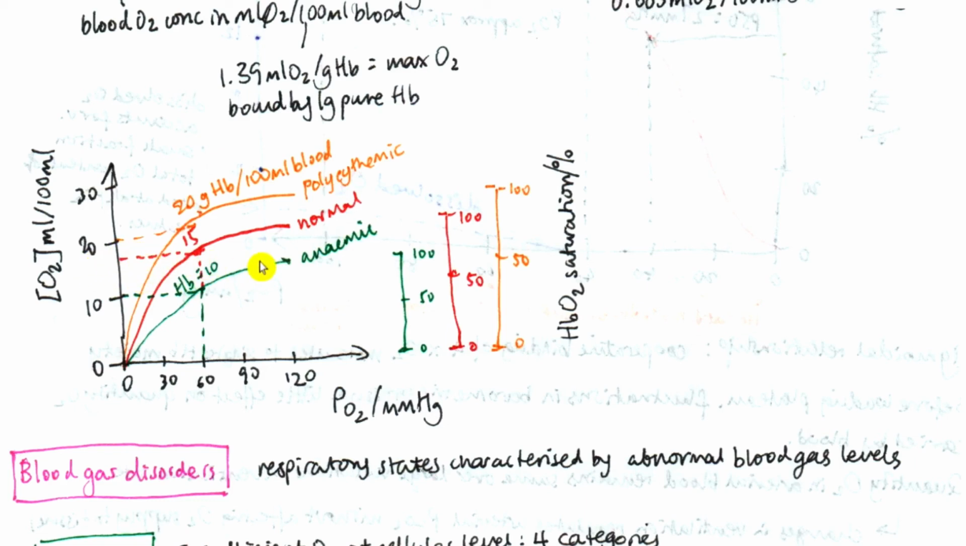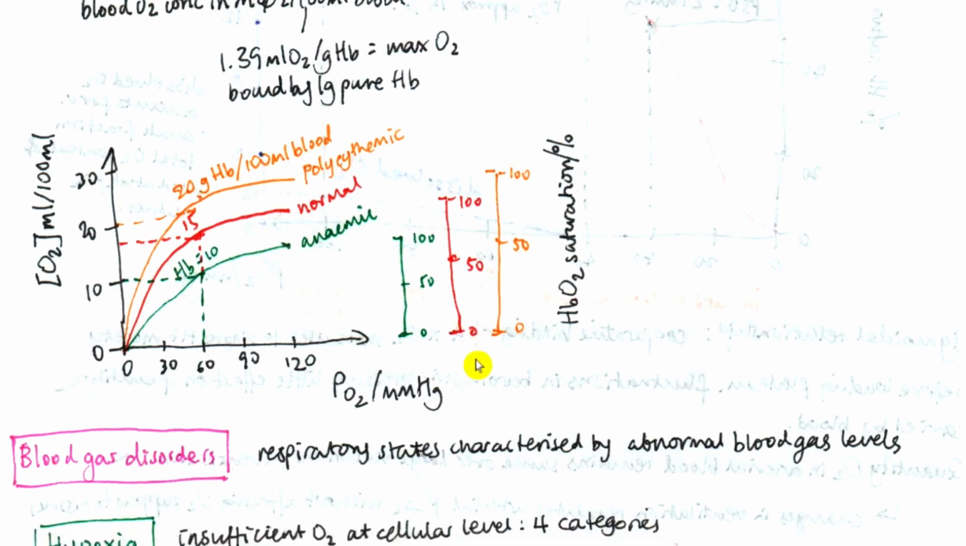And then a polycythemic person, so someone that's creating a lot of blood vessels, maybe they live at very high altitude, they'll have about 20 grams of haemoglobin per 100 milliliters of blood, so they have between 20 and 30 milliliters of oxygen per 100 milliliters, which is a bit much at ground level anyway. And this shows the various oxygen saturation percentages of these people.